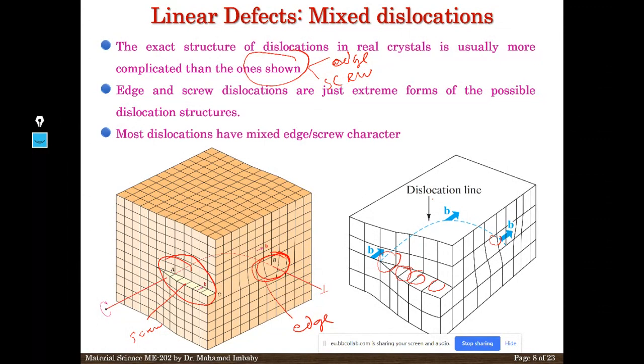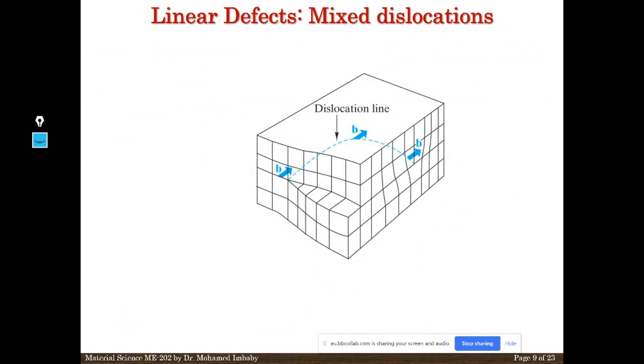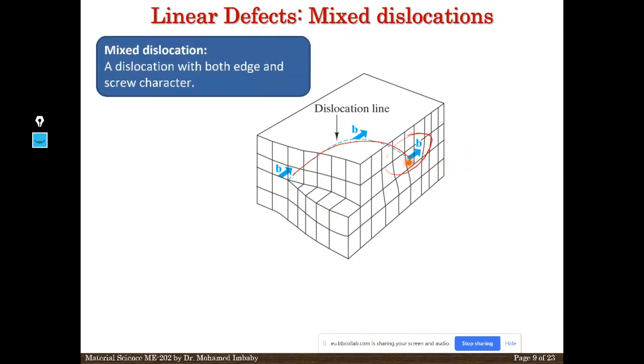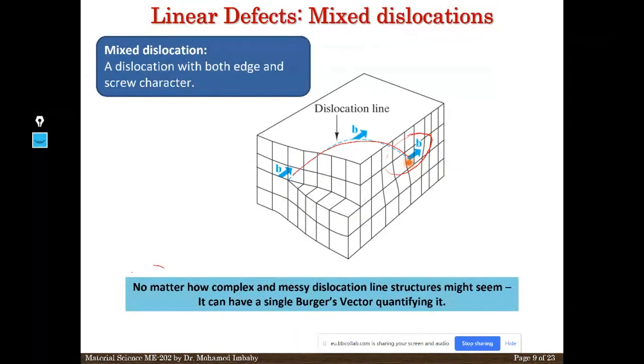Okay, most dislocations have mixed edge and screw together. As you've seen here, in the edge dislocation part, the lines compress each other, making a compression here. But here there is distortion from the screw dislocation. As you've seen, it is the same line. If the same line mixes between the two types of dislocation, we expect the Burgers vector to be the same. Dislocations with both edge and screw character, as here, this is the conclusion, guys.